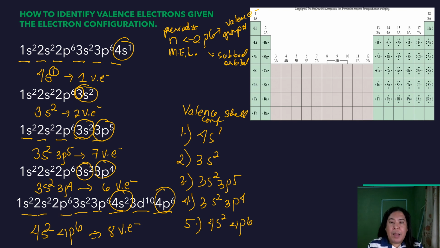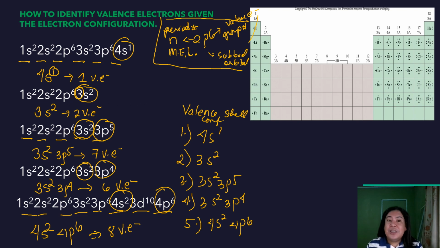So we all know, going back to the map, itong map natin. Ito yung mga n value natin, yung 4, 3, and 4. It also identifies the main energy level, and then the first quantum number or the period number.